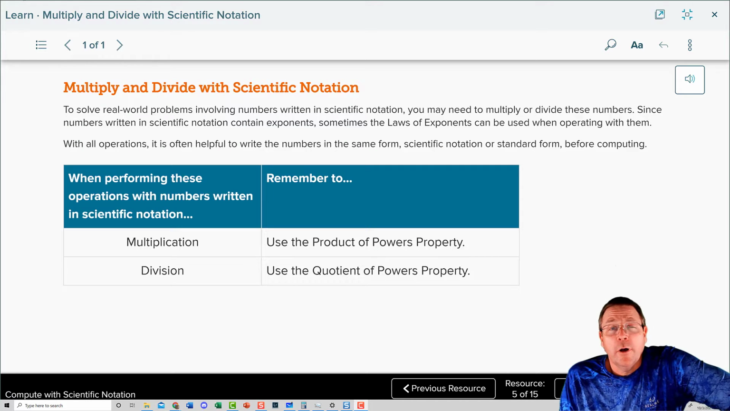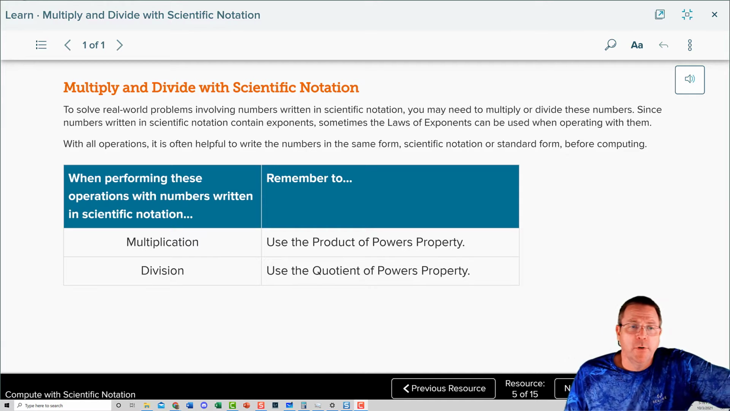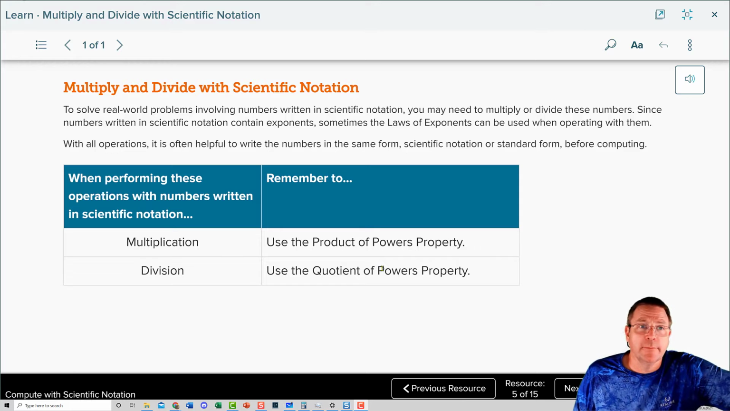To solve real-world problems involving numbers written in scientific notation, you may need to multiply or divide these numbers. Since numbers written in scientific notation contain exponents, sometimes the laws of exponents can be used when operating with them. With all operations, it is helpful to write the numbers in the same form, scientific notation or standard form, before computing them. When performing these operations, if you're doing multiplication, use the product of powers property, and if you're doing division, use the quotient of powers property.